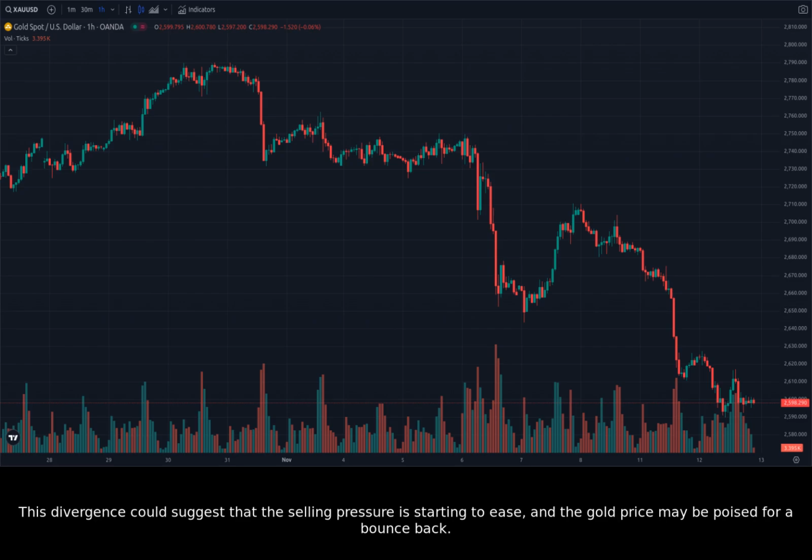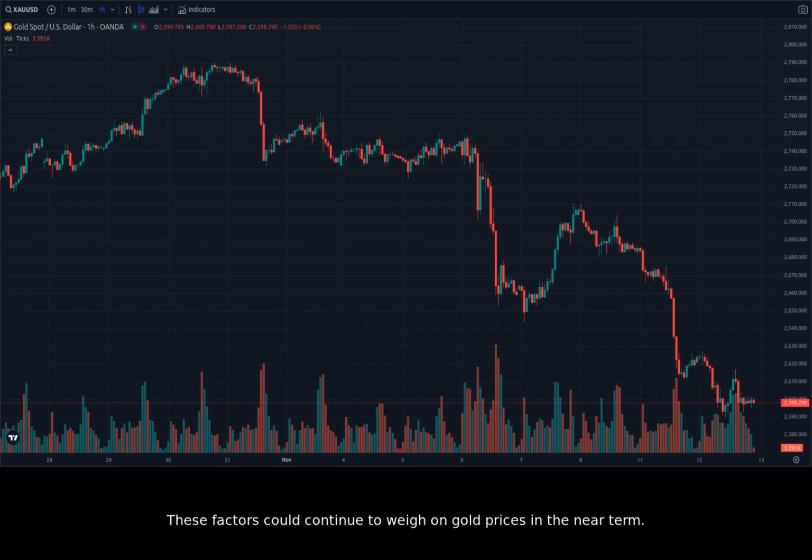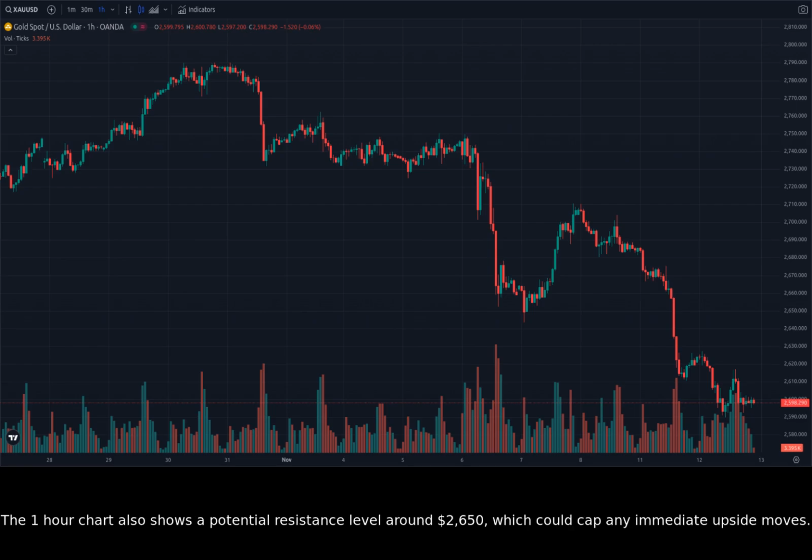This divergence could suggest that the selling pressure is starting to ease, and the gold price may be poised for a bounce back. However, it's crucial to note that the U.S. dollar remains strong, and the Trump trade is likely to keep upward pressure on U.S. Treasury bond yields. These factors could continue to weigh on gold prices in the near term. The 1-hour chart also shows a potential resistance level around $2,650, which could cap any immediate upside moves.